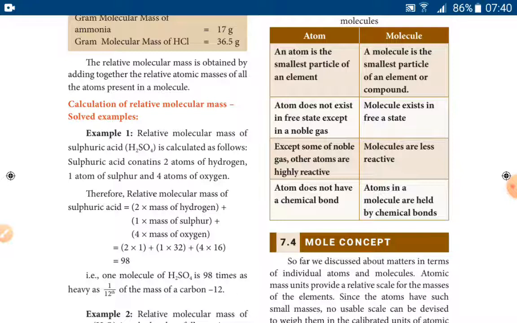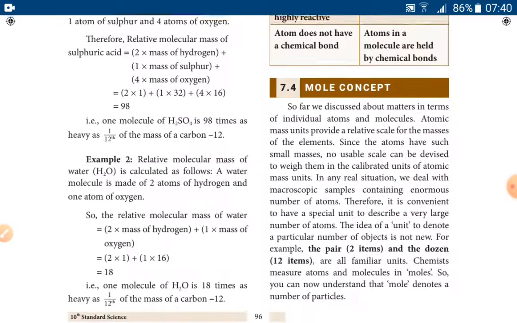An atom does not have a chemical bond, and an atom in a molecule is held by a chemical bond, for example hydrogen, H2. In between two hydrogen atoms a single covalent bond exists. Because of that, it becomes a hydrogen molecule, like oxygen and nitrogen. So all these molecules are formed by strong forces of attraction between their atoms.